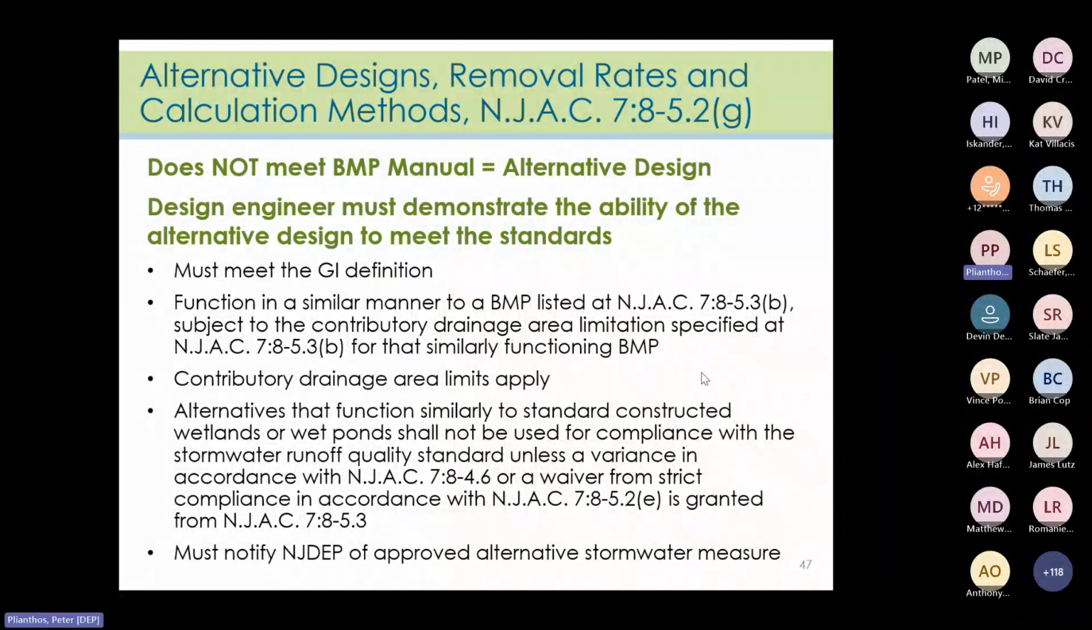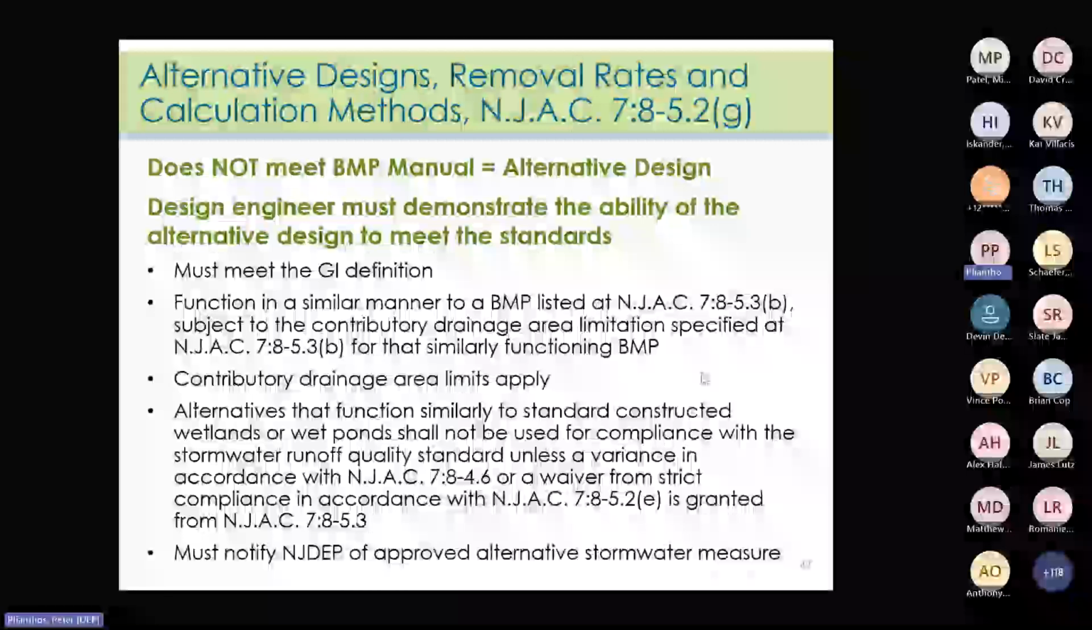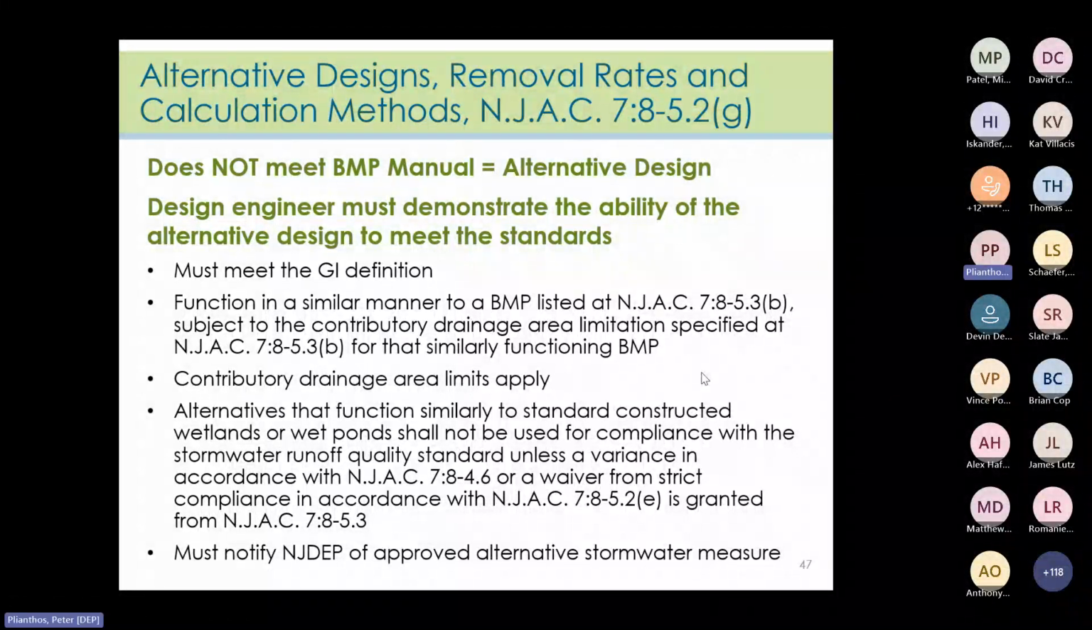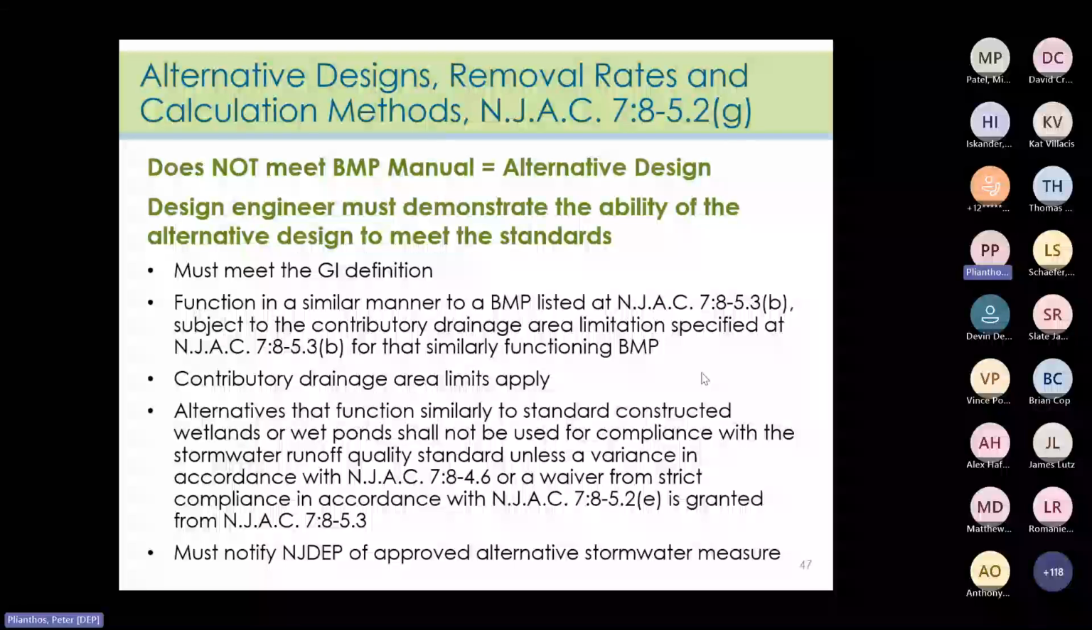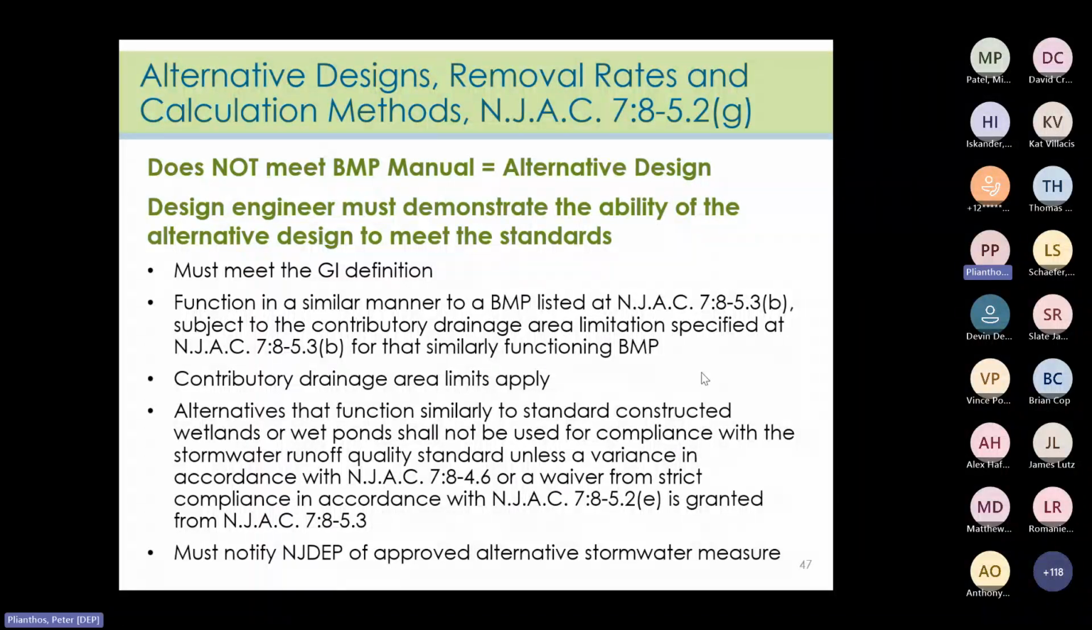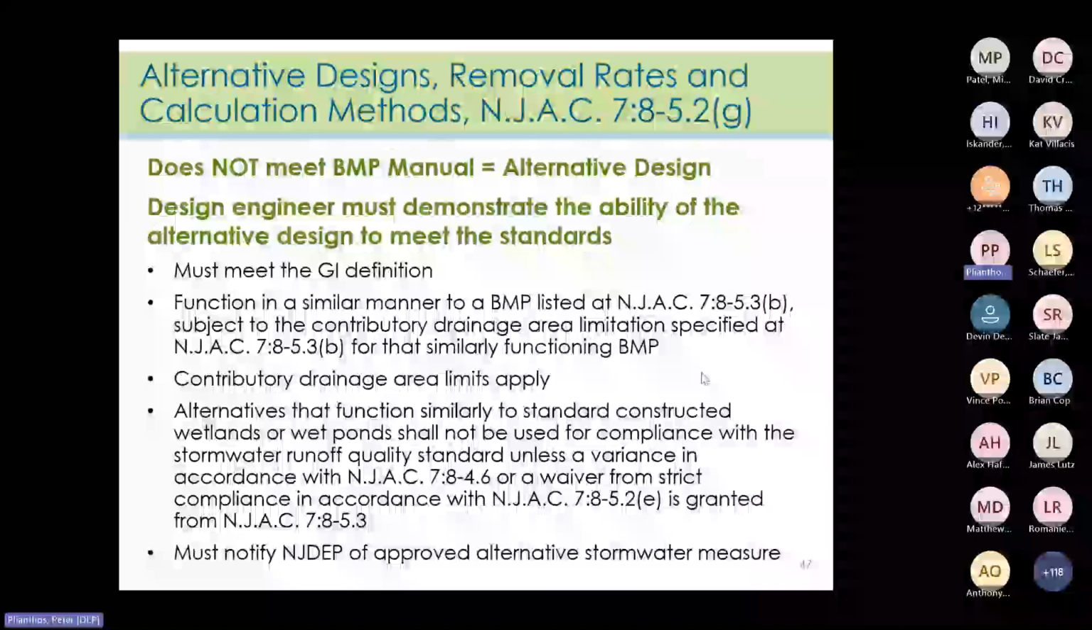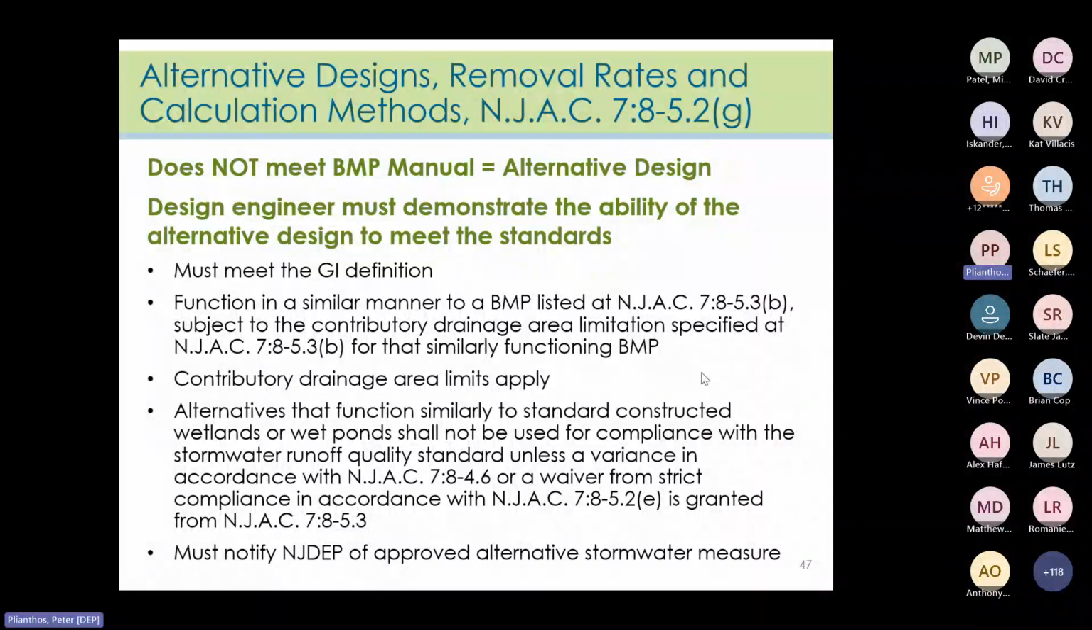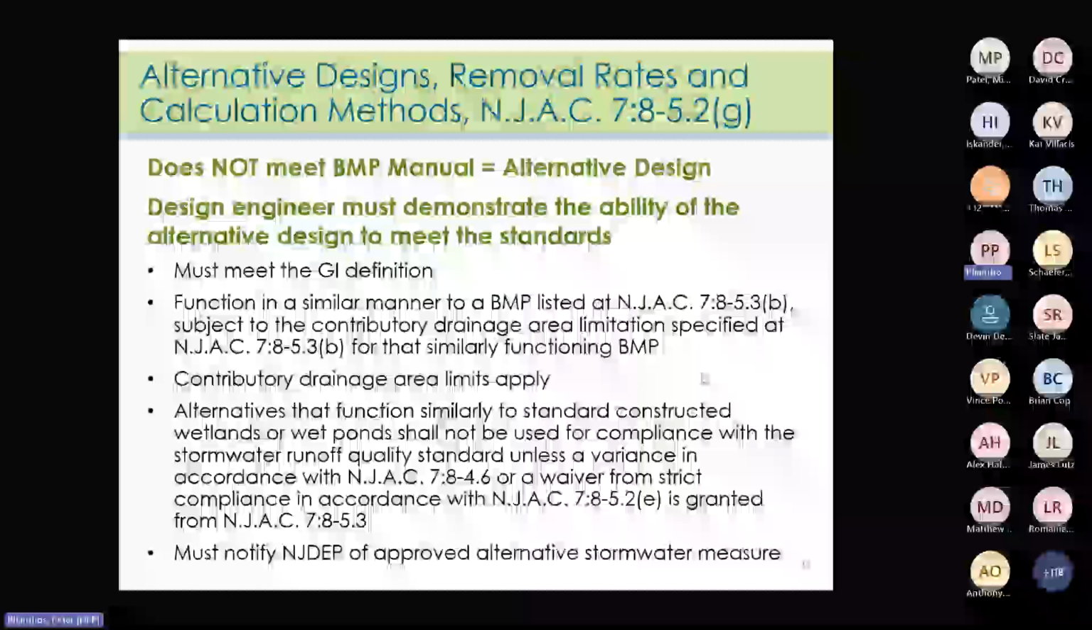The regulations under subsection 5.2F specify that BMPs designed in accordance with the BMP manual are presumed capable of providing treatment necessary to meet the design and performance standards under the rules. However, anything that is not designed in accordance with the BMP manual is considered an alternative design. As with all major development projects, these alternative designs must be reviewed by the review agency, and in these cases, the DEP must be notified of the review agency's approval of the alternative design.